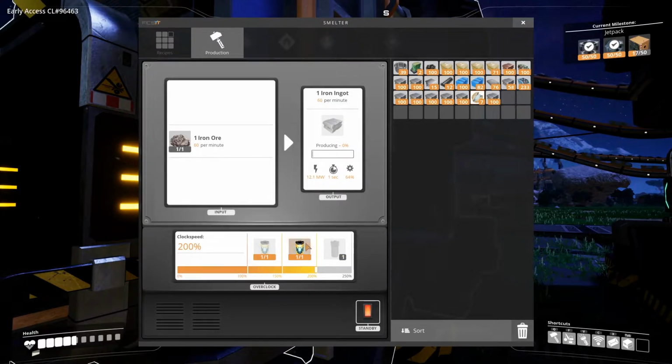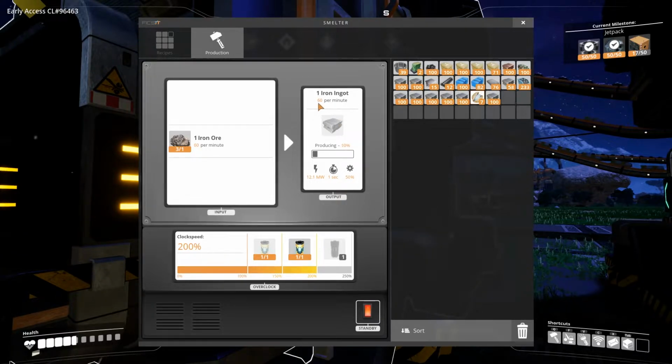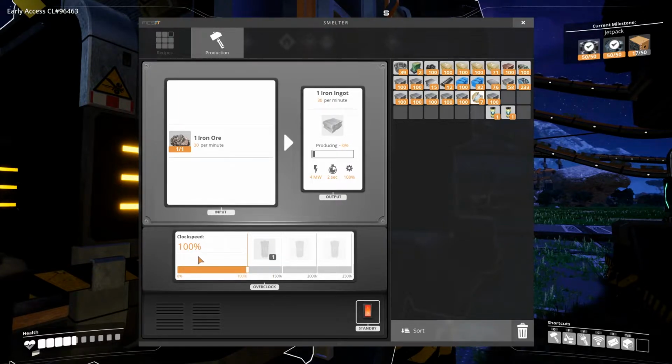The first thing is, of course, the clock speed. You can do 250% as a maximum. So that would make it 2.5 times faster than the basic. In this case, it's at 200%, so I'm making 60 ingots per minute, whereas if I took these out, I'm only making 30. And of course, this should be at 100 here.